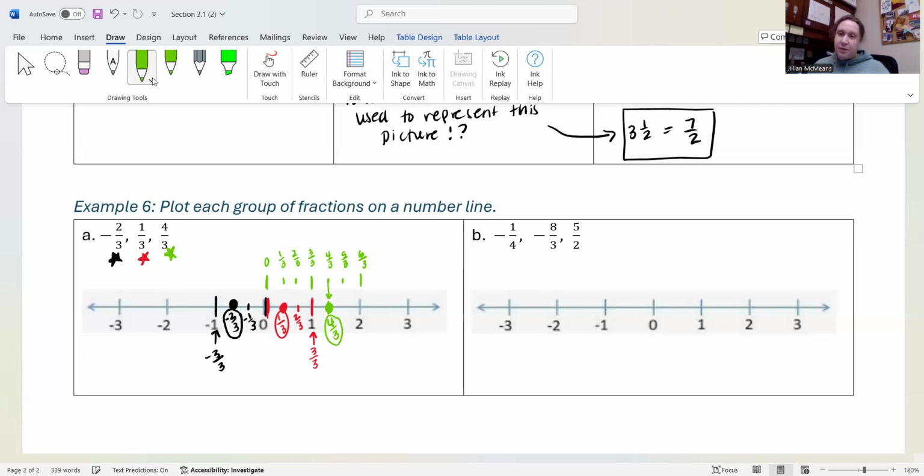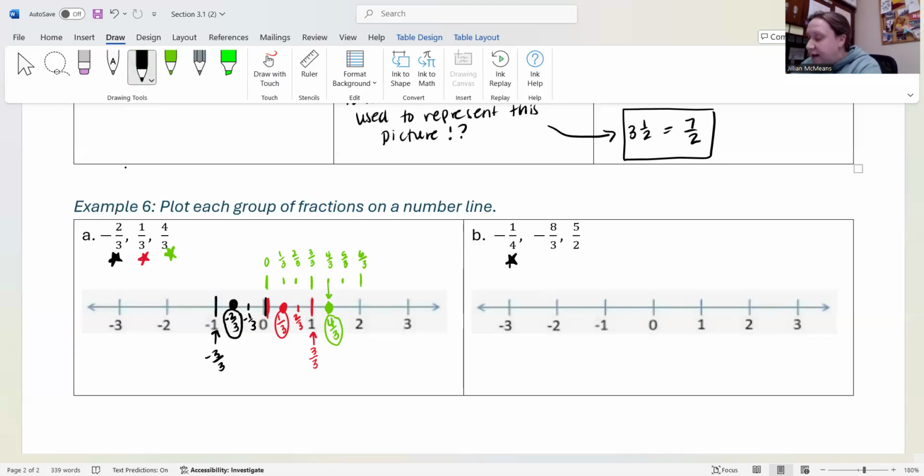Okay, so that's plotting fractions on a number line. It's not always the easiest thing. This is a little bit difficult too because we have 3 fractions on the same number line. If you have 1 fraction on one number line, that's not too bad. But when you have multiple fractions on a single number line, it gets a little wacky. So let's do it again. Let's practice one more time with part B.